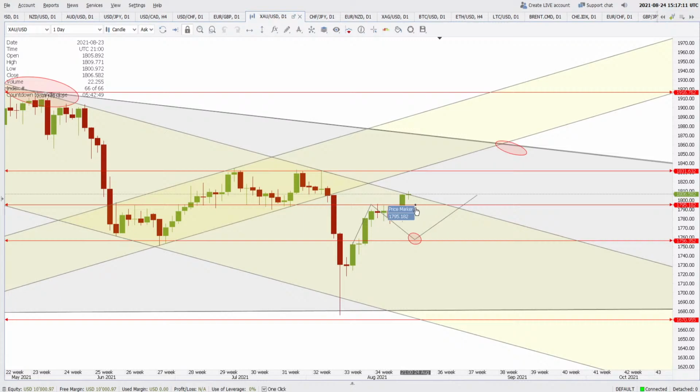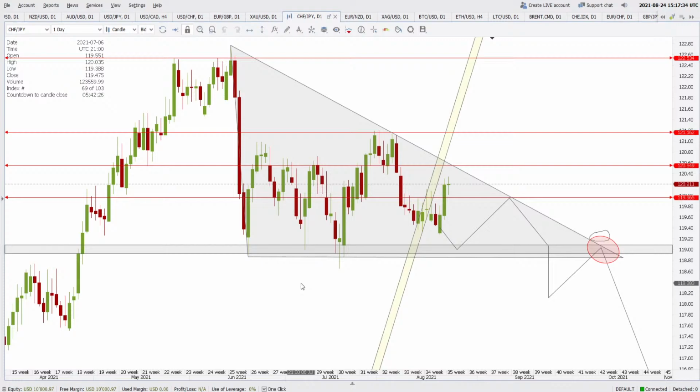If you look for a buying opportunity, maybe 1795 will be a good region to open your buy positions, but you have to keep in mind that there should be some bullish price action indication or confirmation there before you open your positions, because we are right now at the resistance of this falling channel.